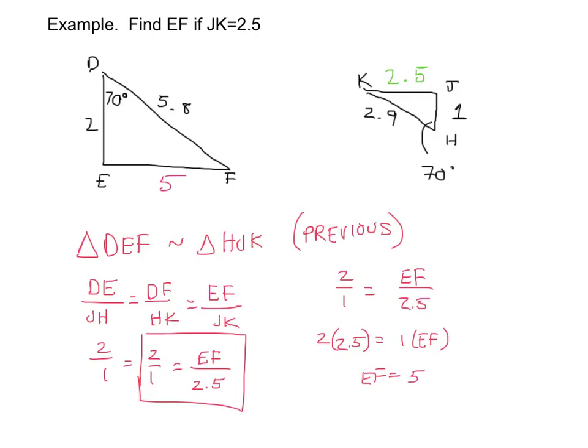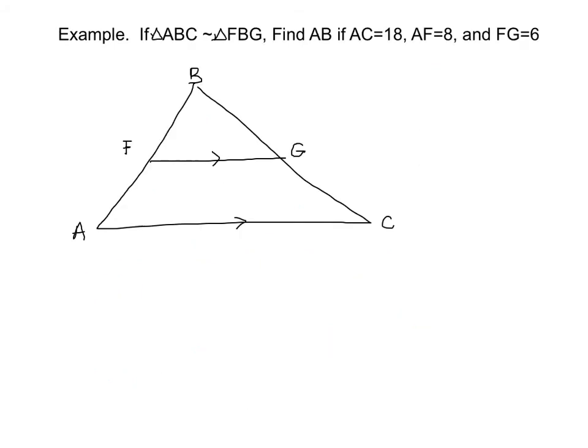This really makes sense if you think about it, because all the sides on the left-hand triangle are twice as big as the ones on the right-hand side. So solving the proportion was kind of redundant if you already recognize that everything is twice as big. All right, we have another example.